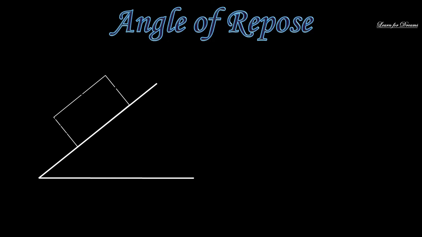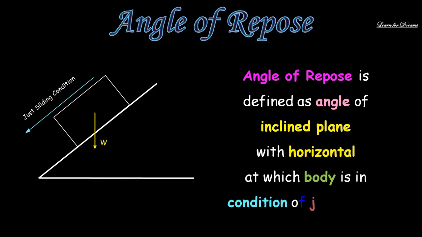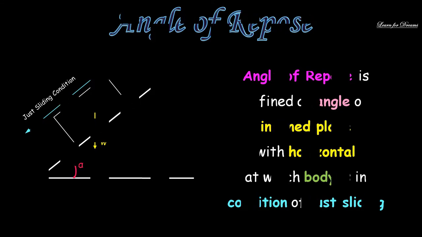Now the next definition is angle of repose. This is a horizontal surface and this is an inclined surface where a body is sliding in this direction. This is the direction where the weight of the body is acting. Angle of repose is defined as the angle of inclined plane with horizontal at which the body is in the condition of just sliding. This is angle alpha, that is the angle of repose.